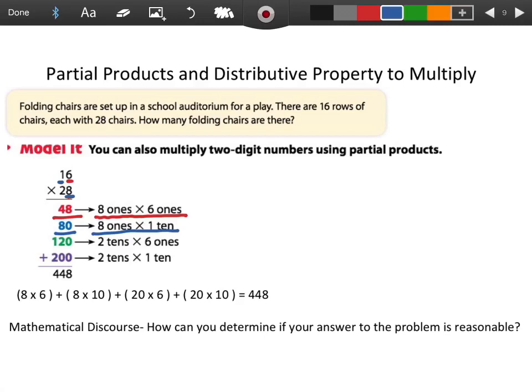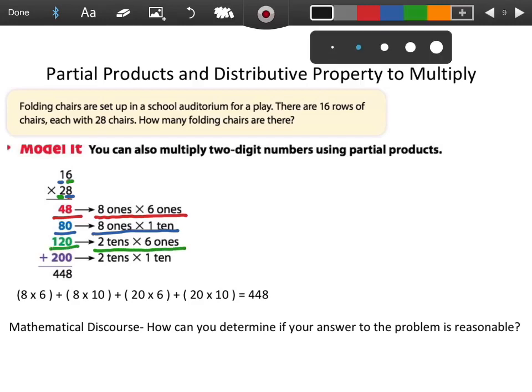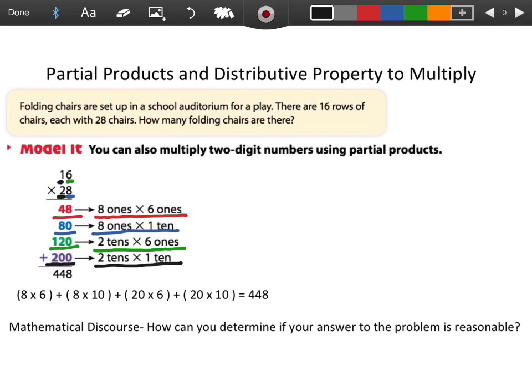So I'm going to move on to my next number, which is this 2. But that 2 has a value of 20. So I'm going to take my 2 tens and I'm going to multiply it times the 6 ones. So 2 tens times 6 ones is 120. And then my last part I've got to do is take that 2 tens again and multiply it times this 10 up here. So 2 tens times 10 is 200.